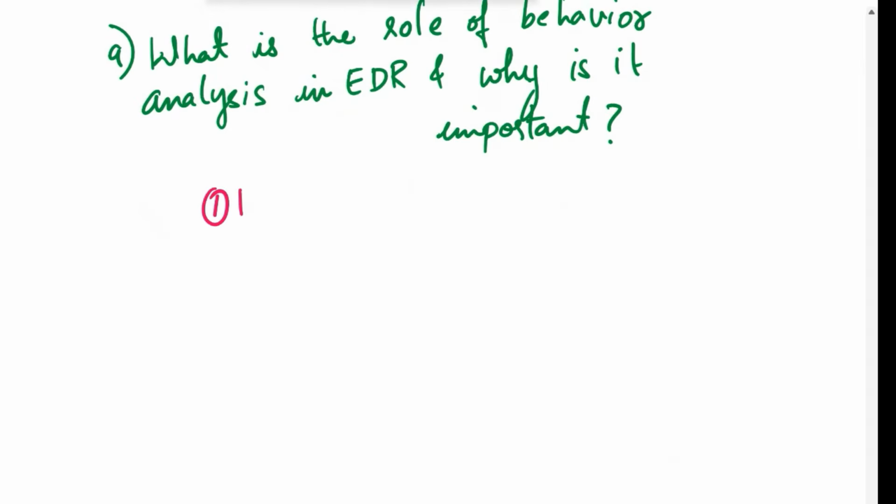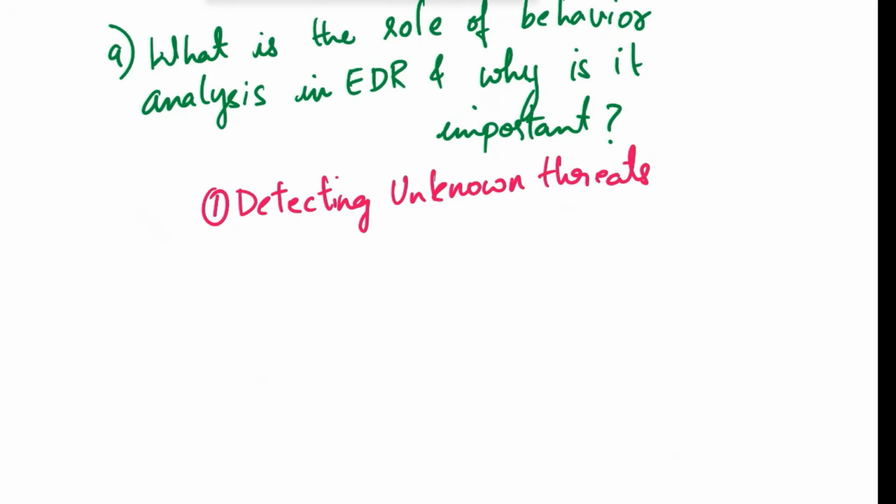The first reason is detecting unknown threats. Traditional antivirus and signature based solutions rely on known patterns of malware and attacks. However, criminals continually develop new tactics and techniques that can bypass these signatures. Behavioral analysis looks for deviations from normal behavior, enabling the detection of previously unseen threats.